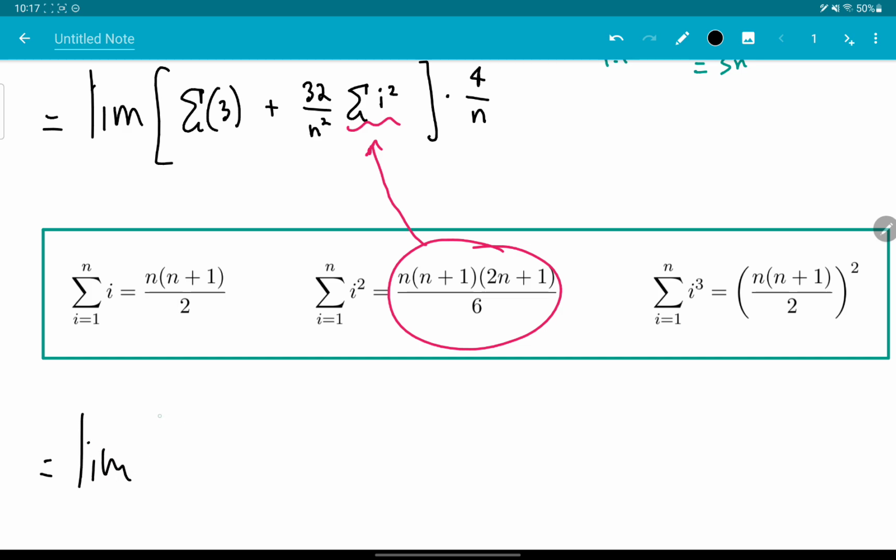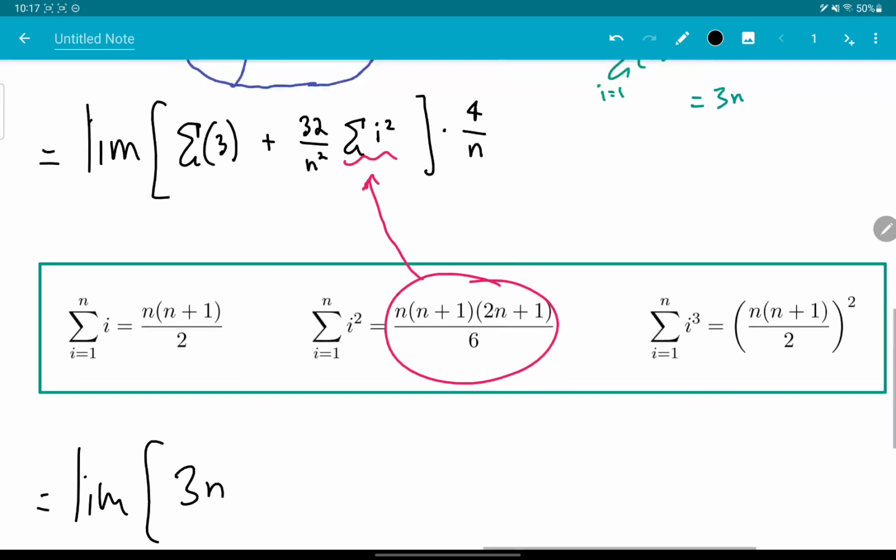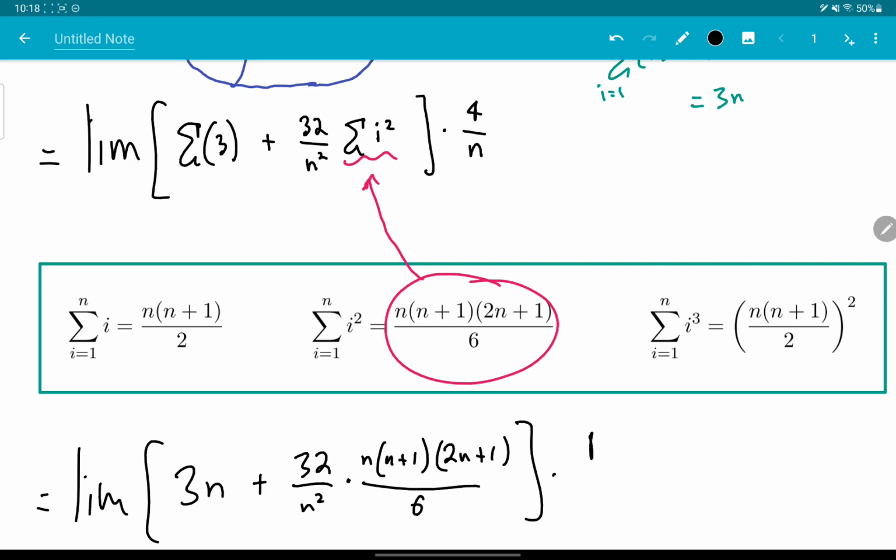So we get the limit. We decide this is just 3n. Recall up here we had the 3n for that. And then we get 32 over n squared. Then we plug in this thing circled in red: n plus 1, 2n plus 1, over 6. And don't forget your 4 over n.